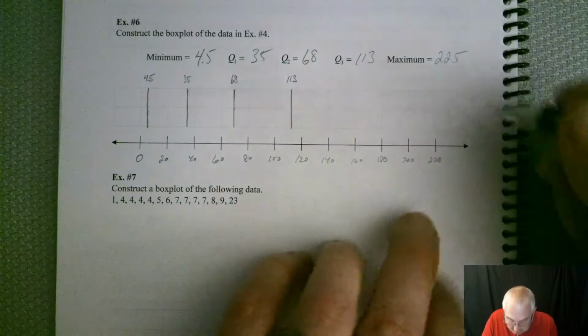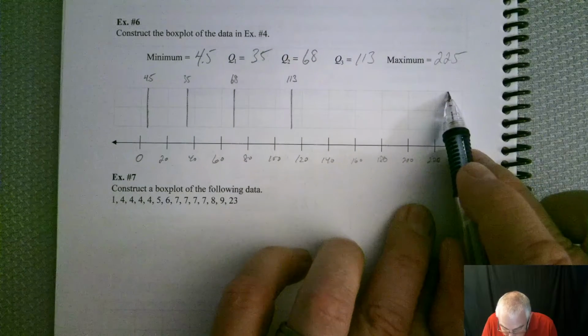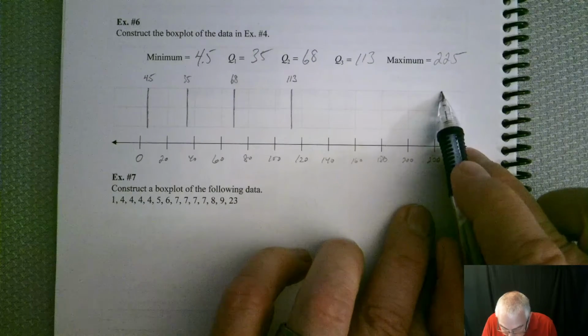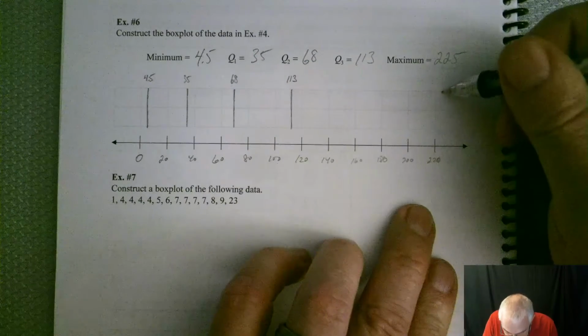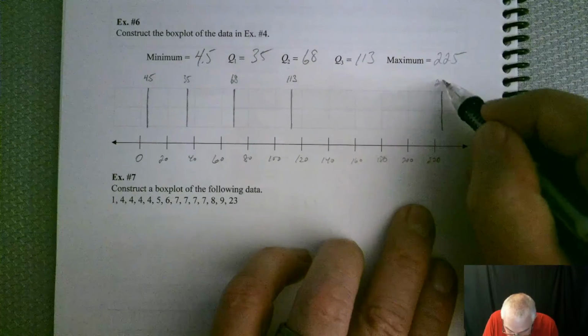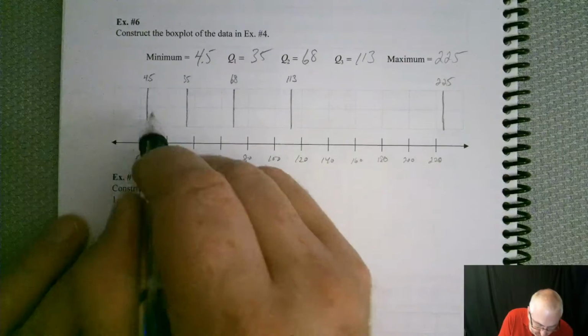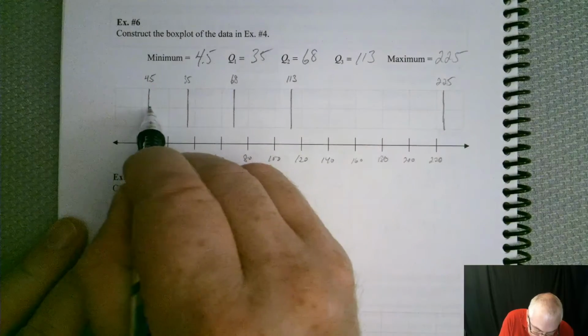And then 225 we can see is way up here. Again, halfway would be 230, so half of that. So right about in here is our 225. So there's our 5 lines. Now we just got to connect the dots and make it look like a box plot. So the first thing, let's get the line right down the middle.